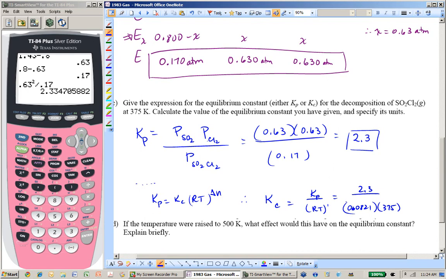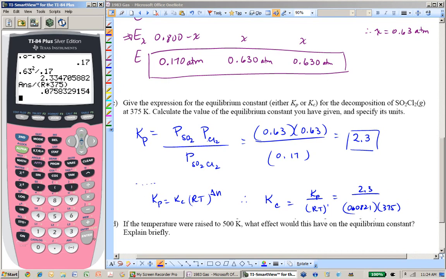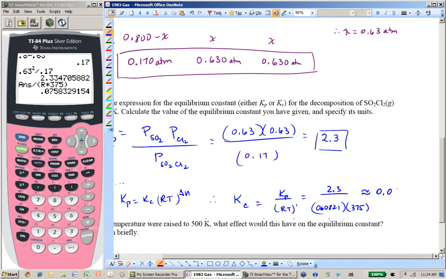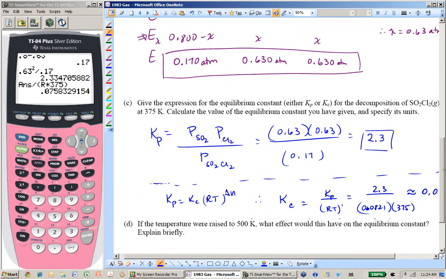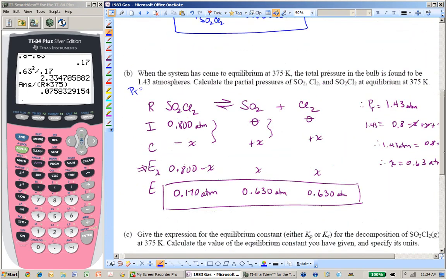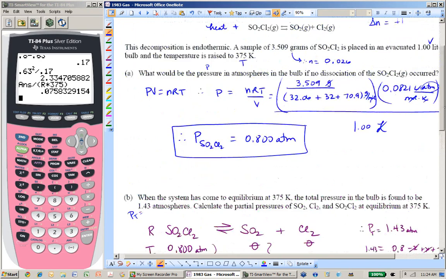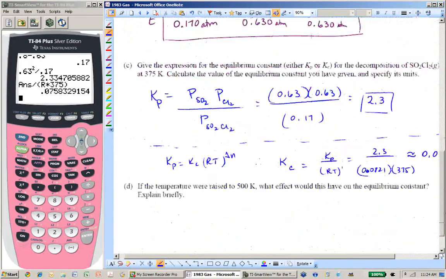And that quantity is just raised to the 1. So my 2.3 that's sitting in my calculator divided by parentheses R times 375. So if you did Kc, it's approximately equal to 0.076. All right, so not necessary. That's just me in case you went to Kc. I don't know why you would, because that was a harder calculation. You'd have to go back and figure out the concentrations, but you could do it.